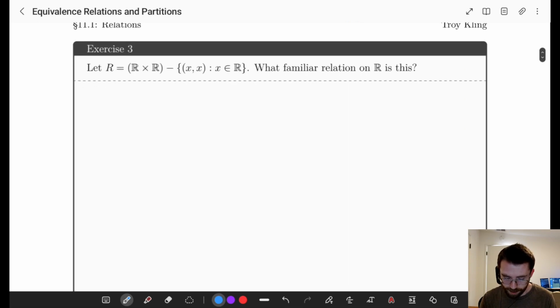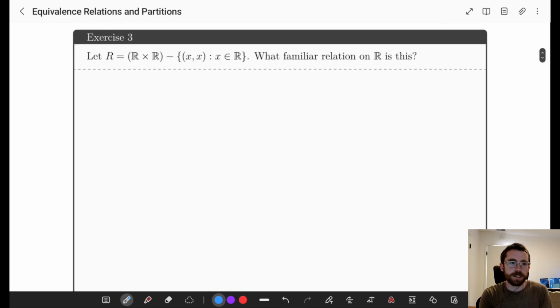Okay, exercise 3. Consider this relation, R cross R, so don't get confused between the different R's. Boldface R means the real numbers. So this is effectively R^2, the plane. And then I subtract. What am I subtracting? Well, looks like the x and the y coordinate are the same. So it's sort of subtracting the diagonal.